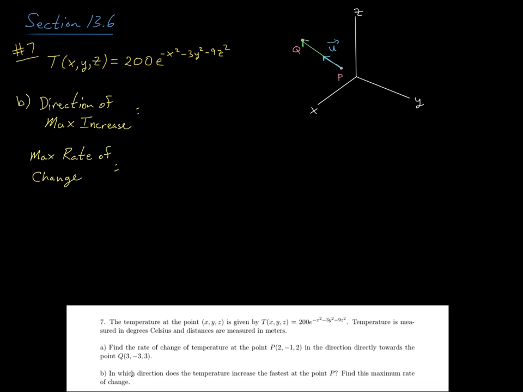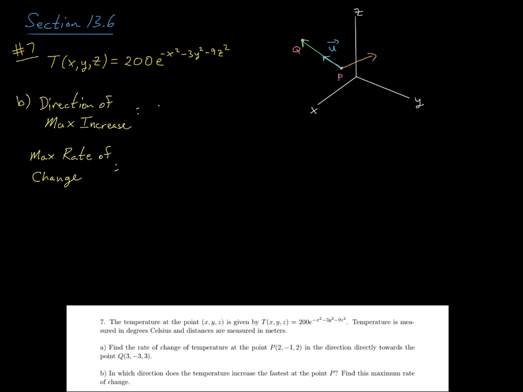This is asking us, in which direction does the temperature increase the fastest at the point P? Find this maximum rate of change. Okay, so here we are at P, and now instead of moving directly towards this point Q, we want to choose a direction such that the rate of change of our temperature is as large as possible. And what do we know about maximum rates of change? Well, we know that we should head in the direction of the gradient.